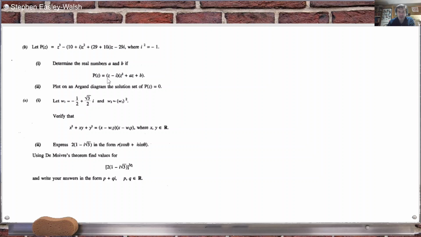We have a cubic, and we are told z minus i is a factor of this cubic, and we want to find the other factor, this quadratic factor here. Now we could long divide the cubic by z minus i. Not looking forward to doing that. But if I multiply these two brackets out, I should get the cubic.